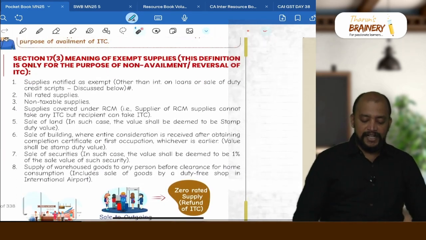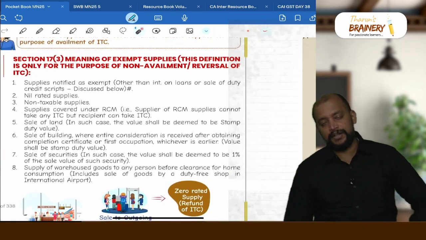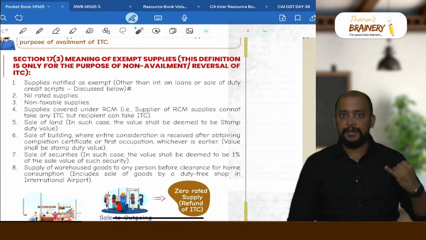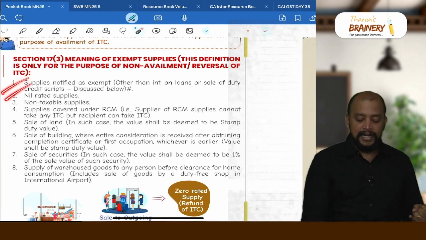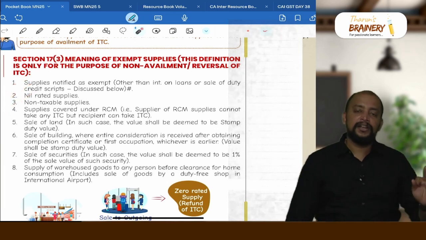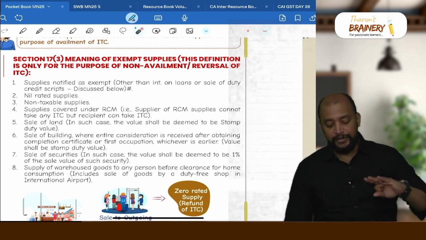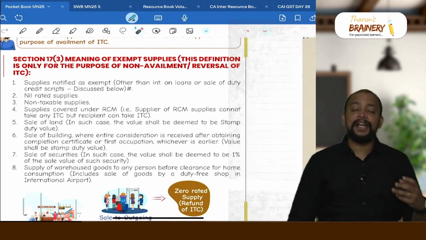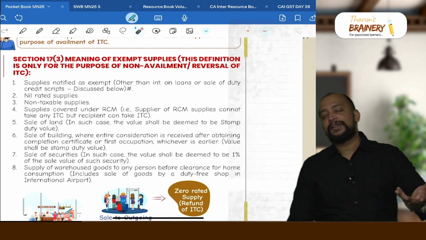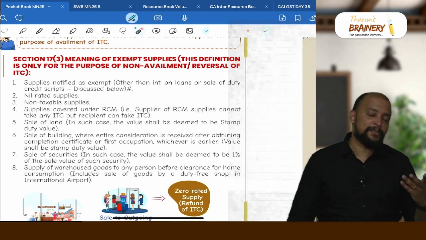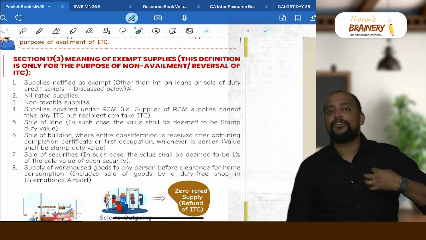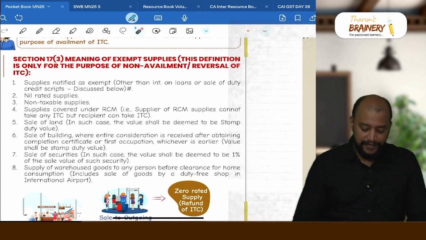Then what is the meaning of exempted supplies? So total 8 points we have. Number 1, notified as exempted. Some supplies which are notified as exempted, nil rated, non-taxable. These are exempted even for payment of GST, for computation of ITC as well. Then supply covered under RCM. So when my outward supply is covered under RCM, actually it is taxable for payment of GST, my recipient will pay, but for me it is treated as exempted for computation of ITC.